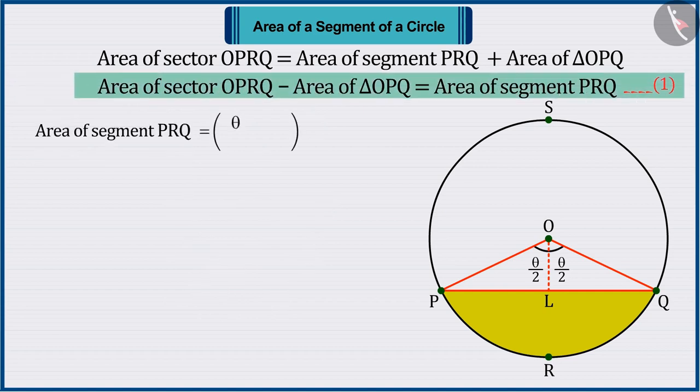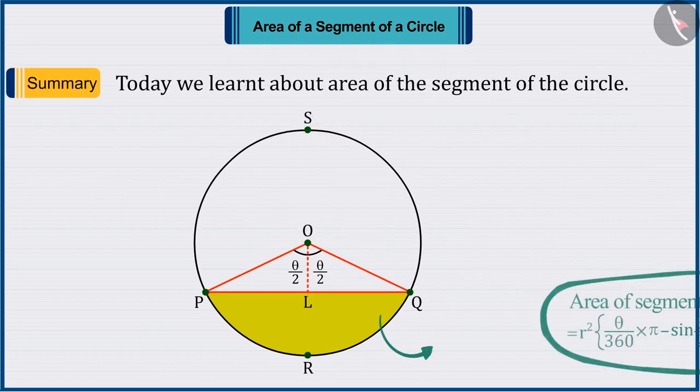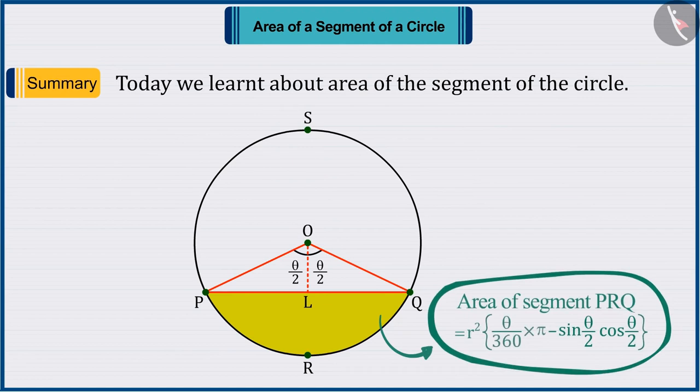By placing the above values in equation 1, the shaded area of the segment PRQ is r squared multiplied by theta upon 360 times pi minus sin theta upon 2 times cos theta upon 2. In this video today, we learned about the area of the segment of the circle.